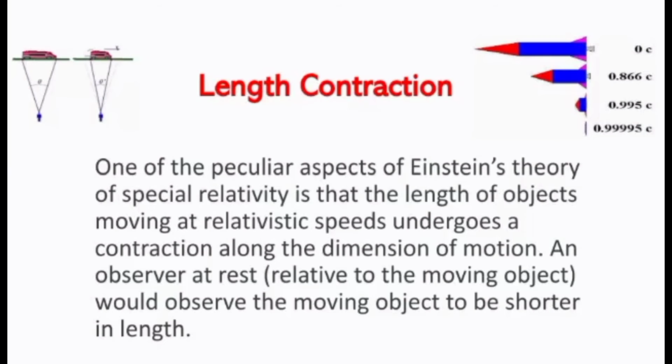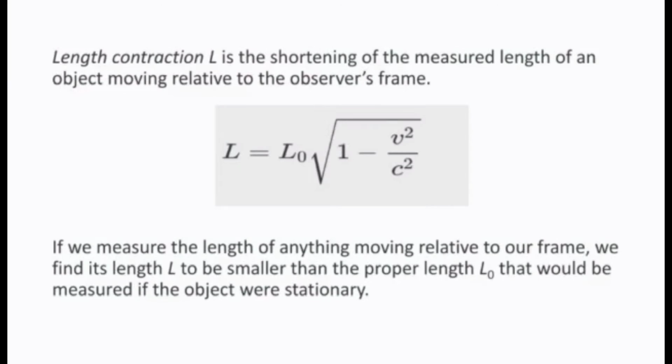One of the peculiar aspects of Einstein's theory of special relativity is that the length of objects moving at relativistic speeds undergoes a contraction along the dimension of motion. An observer at rest relative to the moving object would observe the moving object to be shorter in length. Length contraction is the shortening of the measured length of an object moving relative to the observer's frame.